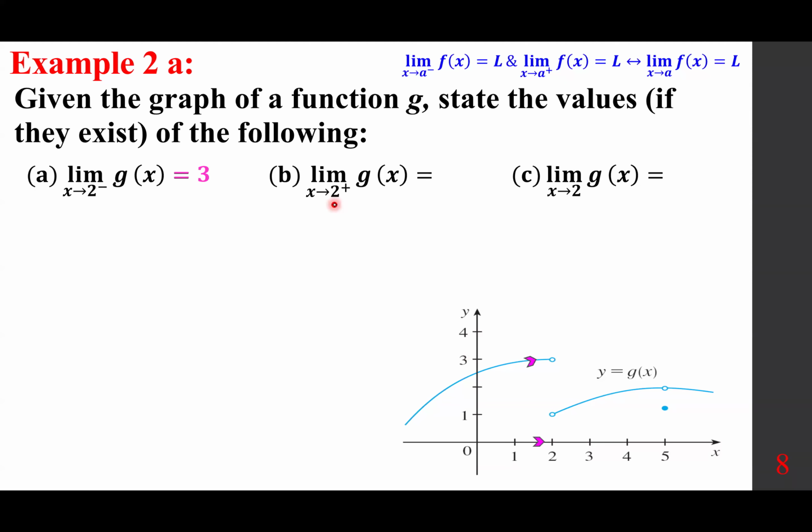The limit of g of x as x approaches 2 from the right. So we're going to approach 2 from the right. That means we move this way. So we are in this branch. We are moving towards this hole, and it has a y coordinate 1. Are the two equal? No. The limit of g of x as x approaches 2 does not exist.